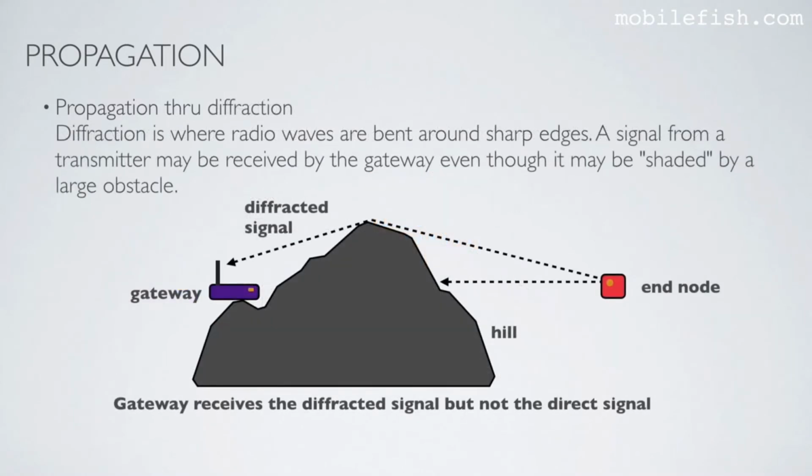You also have propagation through diffraction. Diffraction is where radio waves are bent around sharp edges. A signal from a transmitter may be received by the gateway, even though it may be shaded by a large obstacle. In this example, the gateway receives a diffracted signal, but not the direct signal.